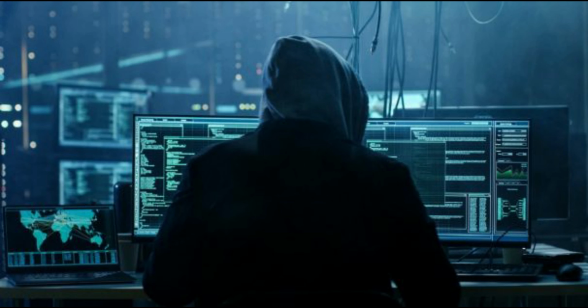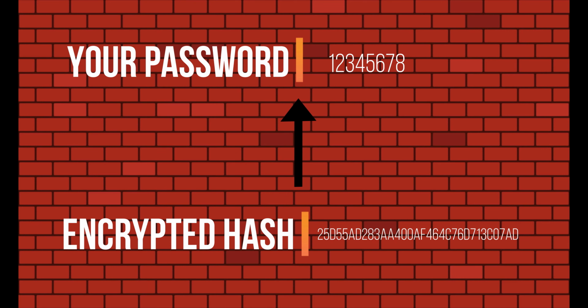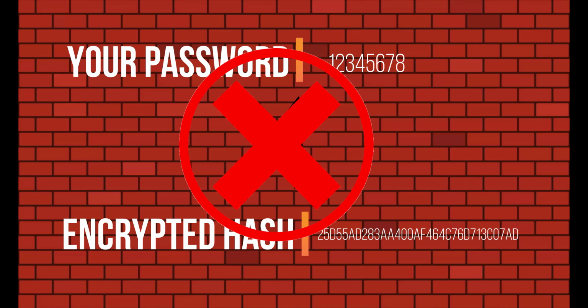The only way through which he can crack your password is by converting the encrypted form back to the original plain text password. But this is not at all possible because the password hashing algorithms are designed only one way, which implies that the hashed password cannot be converted into the original password once again.